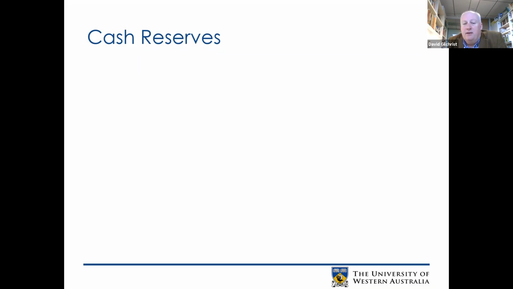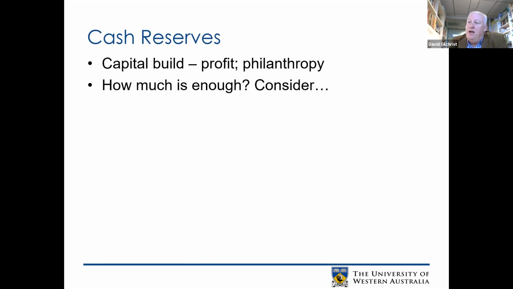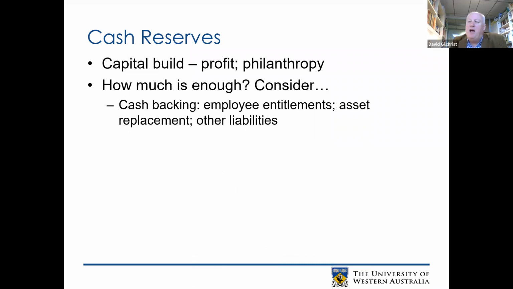However, I guess the key question then is, in relation to those capital reserves, how much is enough? And in order to understand how much is enough, you need to consider some of the risks and some of the financial sustainability issues of the organisation going forward. The first one relates to cash backing. So where you have longer term liabilities building in your balance sheet, and particularly things like employee entitlements, but also asset replacement liabilities and other liabilities building up, then you might consider cash backing those requirements to be able to ensure that you can pay them as and when they're due.